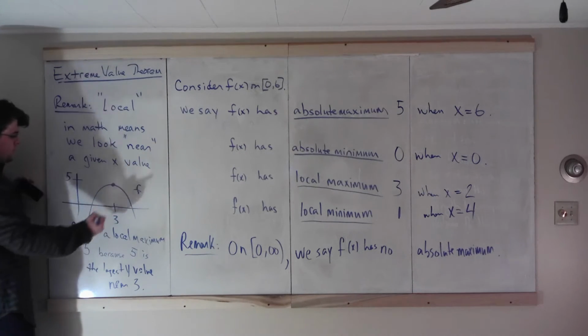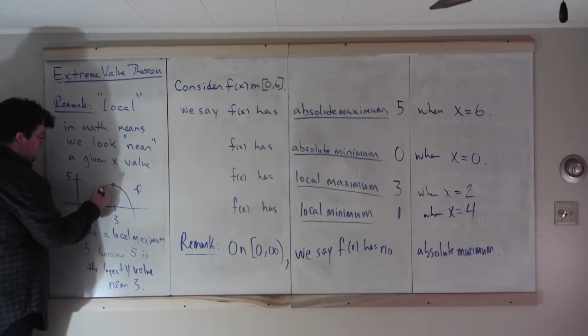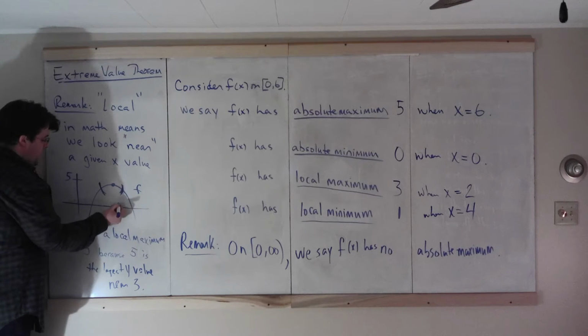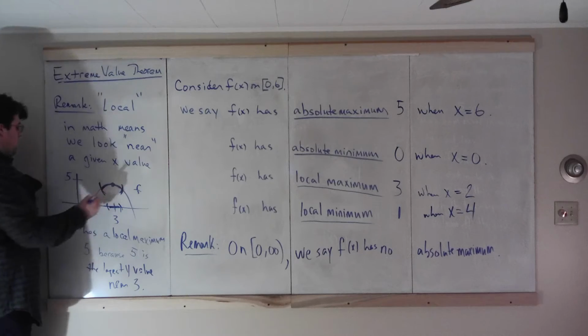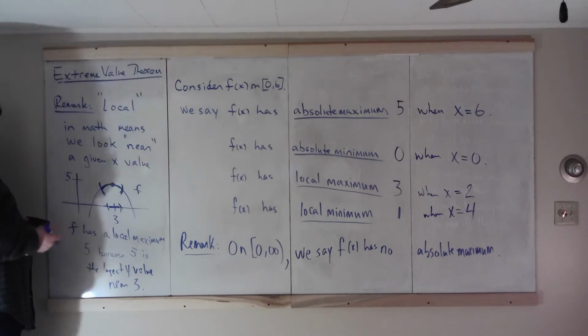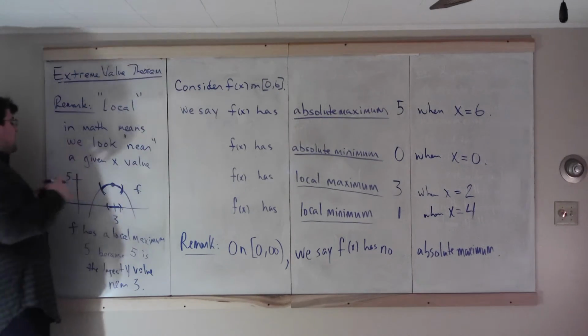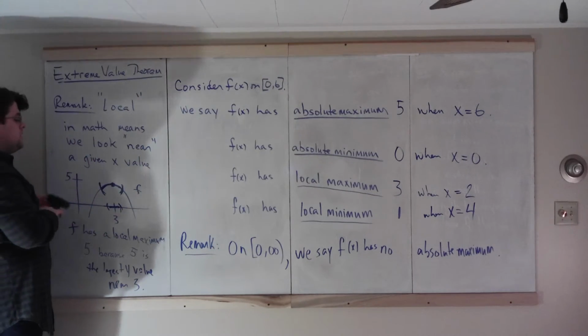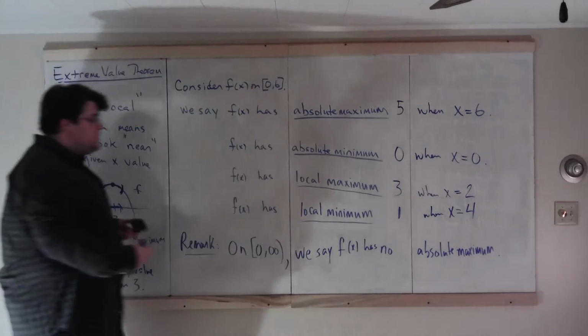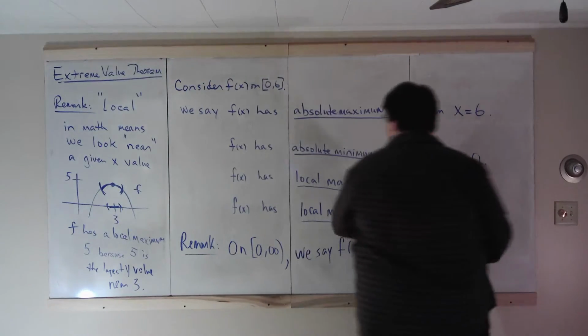So what we're really doing in a graph when we say local is, we're going to only look close to 3. And if we look only close to 3, that's going to correspond to a chunk of the graph close to this point. So a local maximum means it's the maximum nearby. So it may not be an absolute maximum as we saw in the first example.